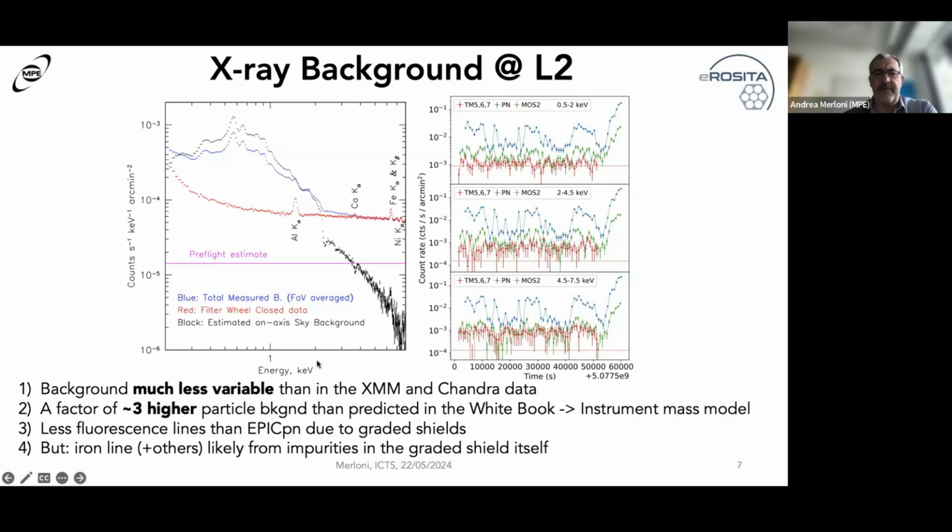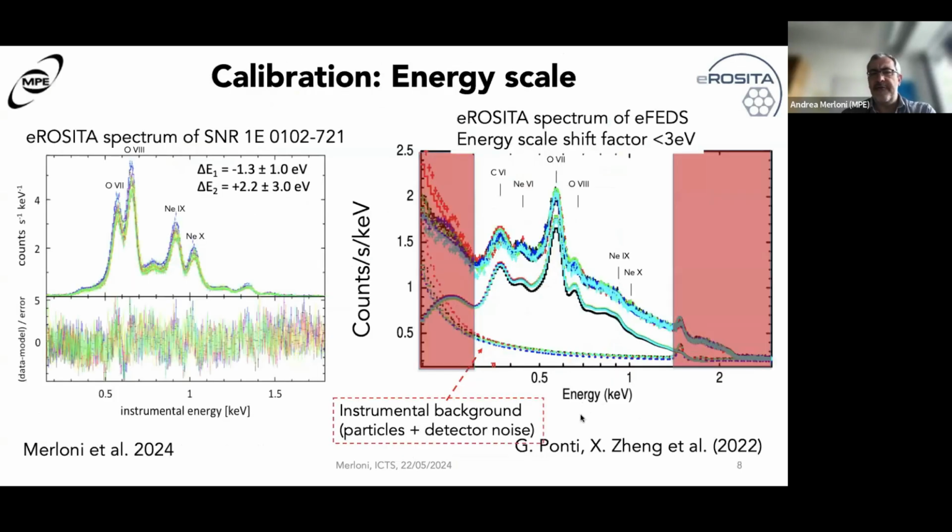The background itself is a bit higher than what we predicted before launch. This has to do mainly with the not accurate instrument mass model. But in general, we can say that the particle background is now relatively well understood at L2, thanks mainly to eROSITA. A few details about how we calibrate the instrument to give you an idea of the performance. These are 2 images that show X-ray spectra of sources dominated by emission lines with very high photon counting that we use to calibrate the energy response of our detectors.